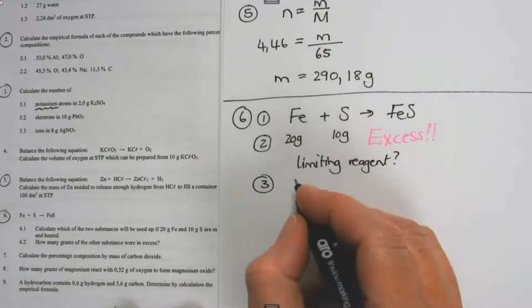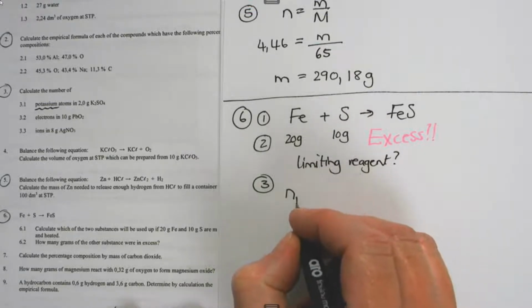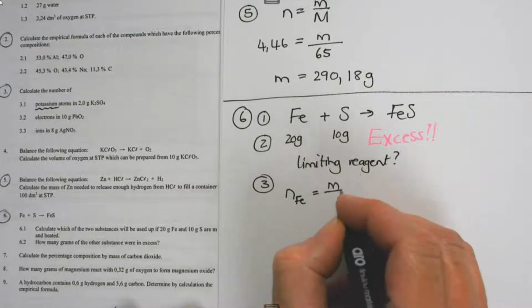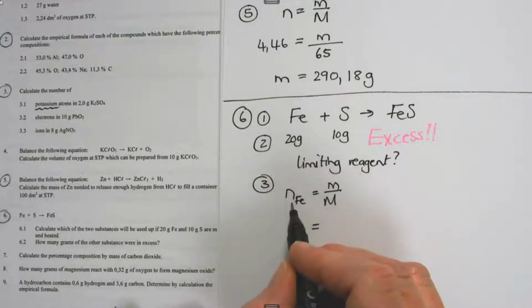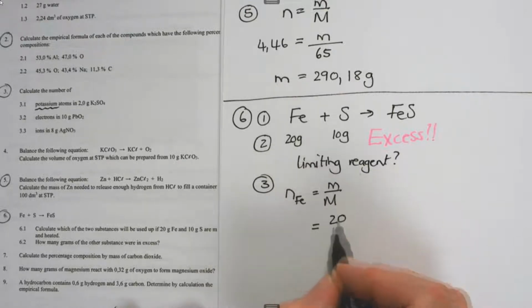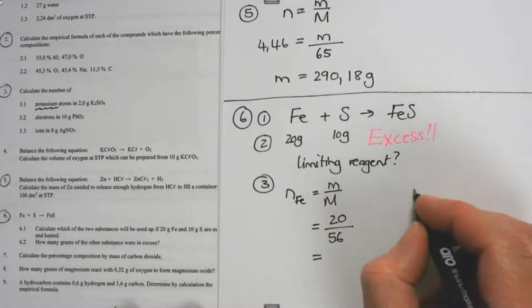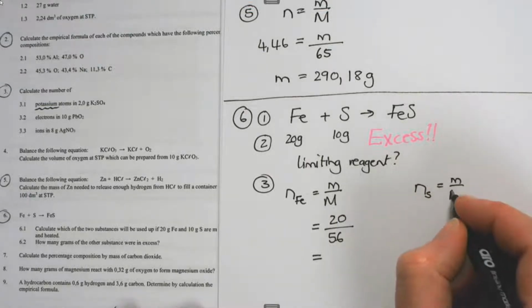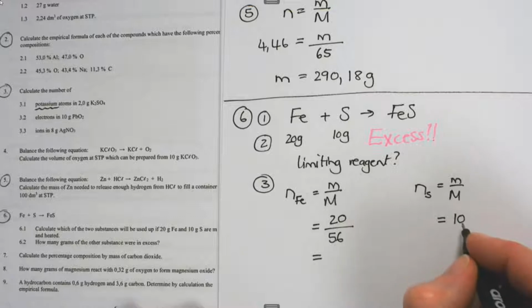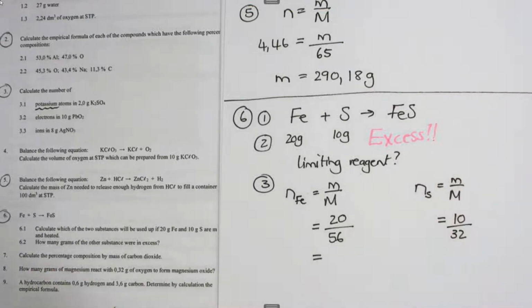So I'm going to say n, and now I like writing there because I'm going to do the same thing twice, so let's make sure I know which one I'm busy with. There's the iron. m is 20, divided by iron, which is 56. And I'm going to do the same for the sulfur. n of sulfur equals small m divided by capital M. It's 10 grams, and that is 32. So now I'm going to my calculator and say 20 divided by 56, which gives me 0.36 mole.